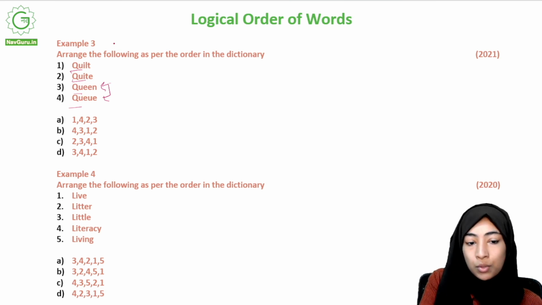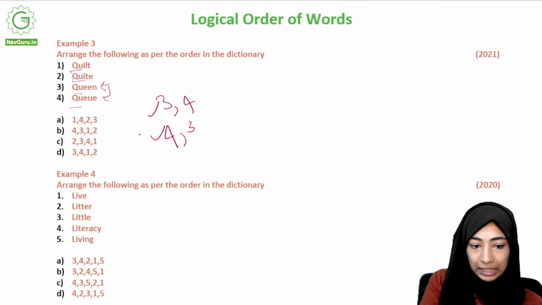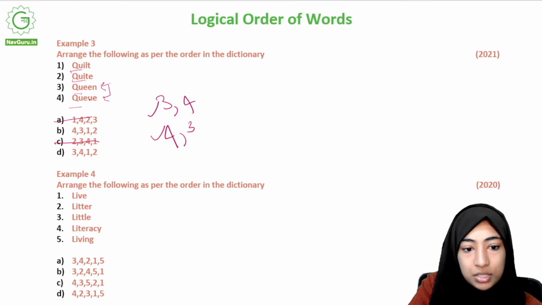So basically what you get here is that the first option needs to be either 3, 4 or 4, 3. This needs to be the beginning. Because of that, you can cross this out and you can cross this out. So see, you're left with only two options.